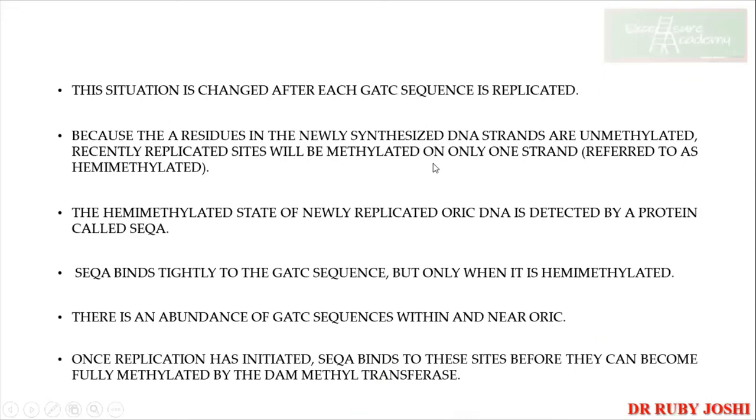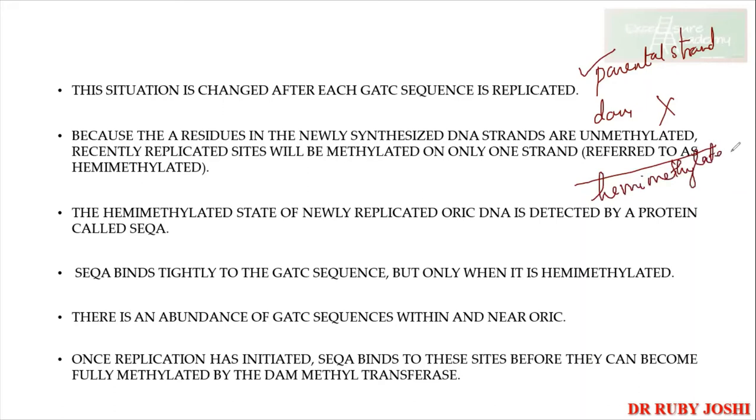Now, this situation changes once each GATC sequence is replicated. The daughter strand is not going to have the methylation, correct? Only the parental strand is going to have the methylation. The parental strand is having it and the daughter strand is not. That condition is known as hemimethylation. This hemimethylated state of newly replicated ORIC DNA is detected by a protein called SeqA.